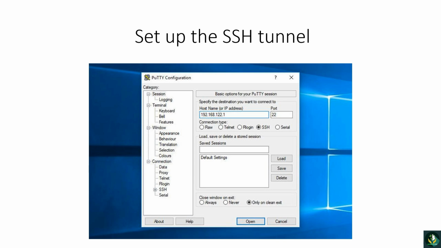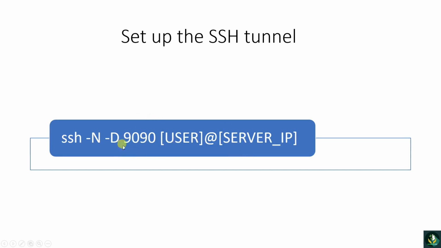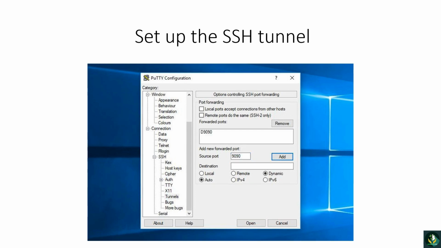So under the connection menu, as you can see in this sidebar, expand the SSH, select the tunnels, and enter the port in this field, 9090, as previously defined here. So select the port 9090 in the source port field and check the dynamic radio button. Make sure this is selected. Then click the add button, and it will be shown like this.